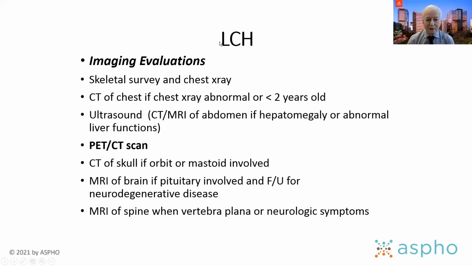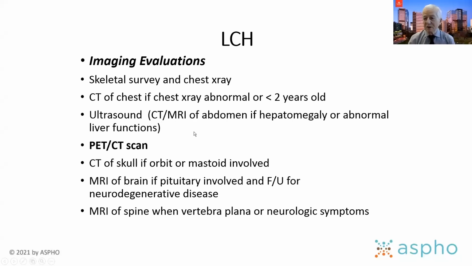The screening skeletal survey and chest x-ray are done for all patients. If it seems that they have an abnormal chest x-ray, or if they're less than 2 years of age, we do a chest CT because you cannot define the small cysts and nodules in the infants just by chest x-ray alone. Ultrasounds are helpful if patients have hepatomegaly, but CTs and MRIs are also used for these patients.